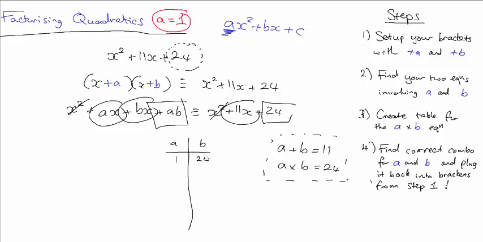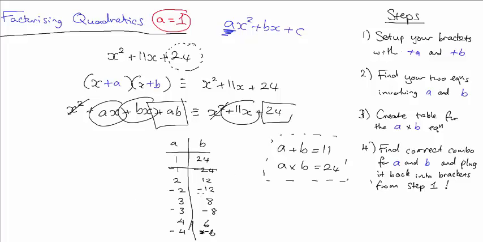We've got 1 and 24, which means we've also got minus 1 and minus 24. What's another way? We've got 2 and 12. We've also got minus 2 and minus 12. We've also got 3 times 8. We've also got minus 3 times minus 8. We've got 4 times 6, and we've also got minus 4 times minus 6. You see? We're looking for two numbers which add to give us a positive.